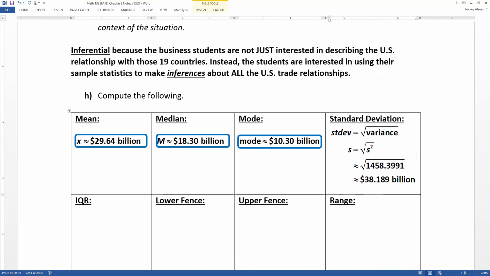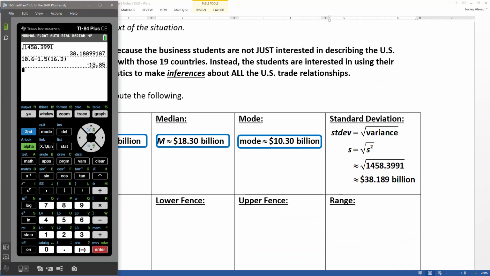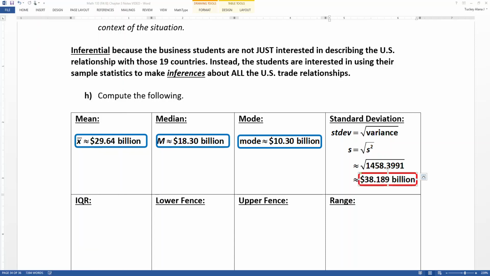hold on, I gotta grab it with the computer. There it is, 38.189. Now how do I get that? Well, you can see it right there on the calculator. I took the square root, which is above the x squared button, so second x squared, and type 1458.3991. And lo and behold, 38.189. And there we have it. That's the standard deviation.